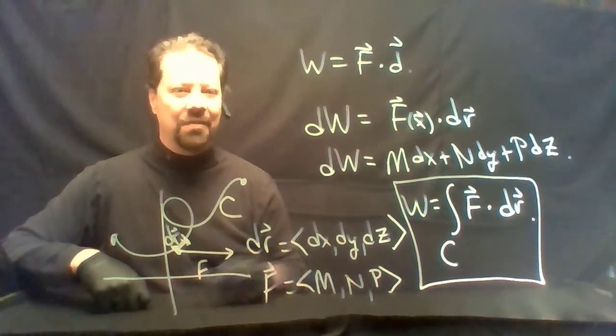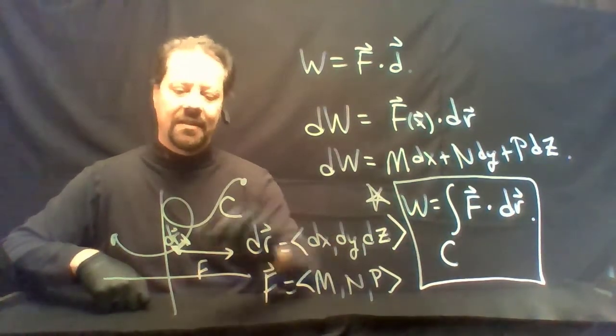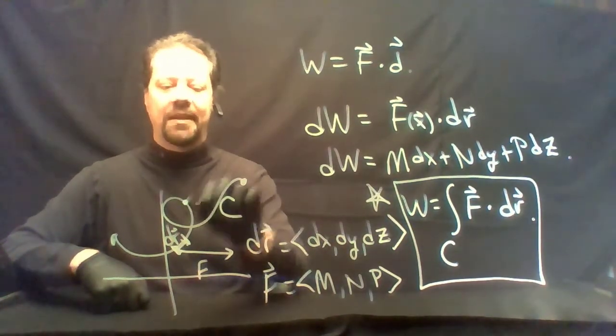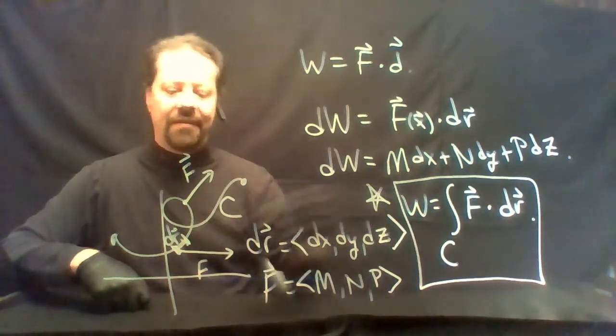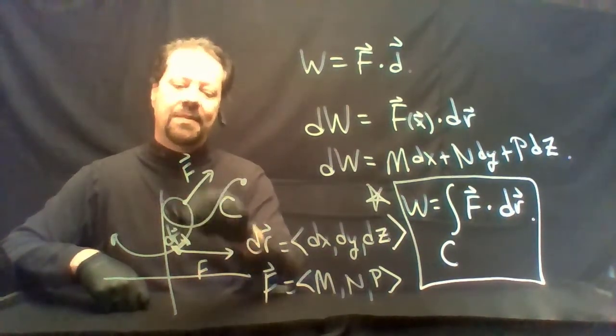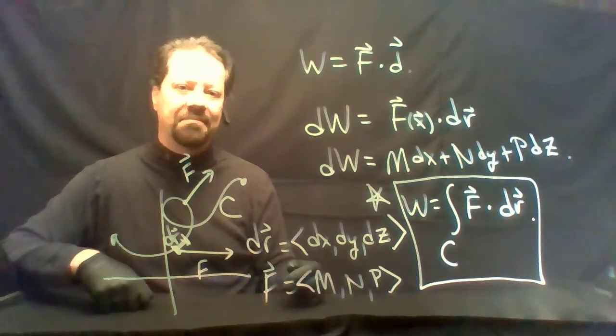This is your new work formula. It allows for a variable force. Force doesn't have to be the same, it could be different at different places. And we have little infinitesimal displacements allowing the displacement to occur along an arbitrary path.